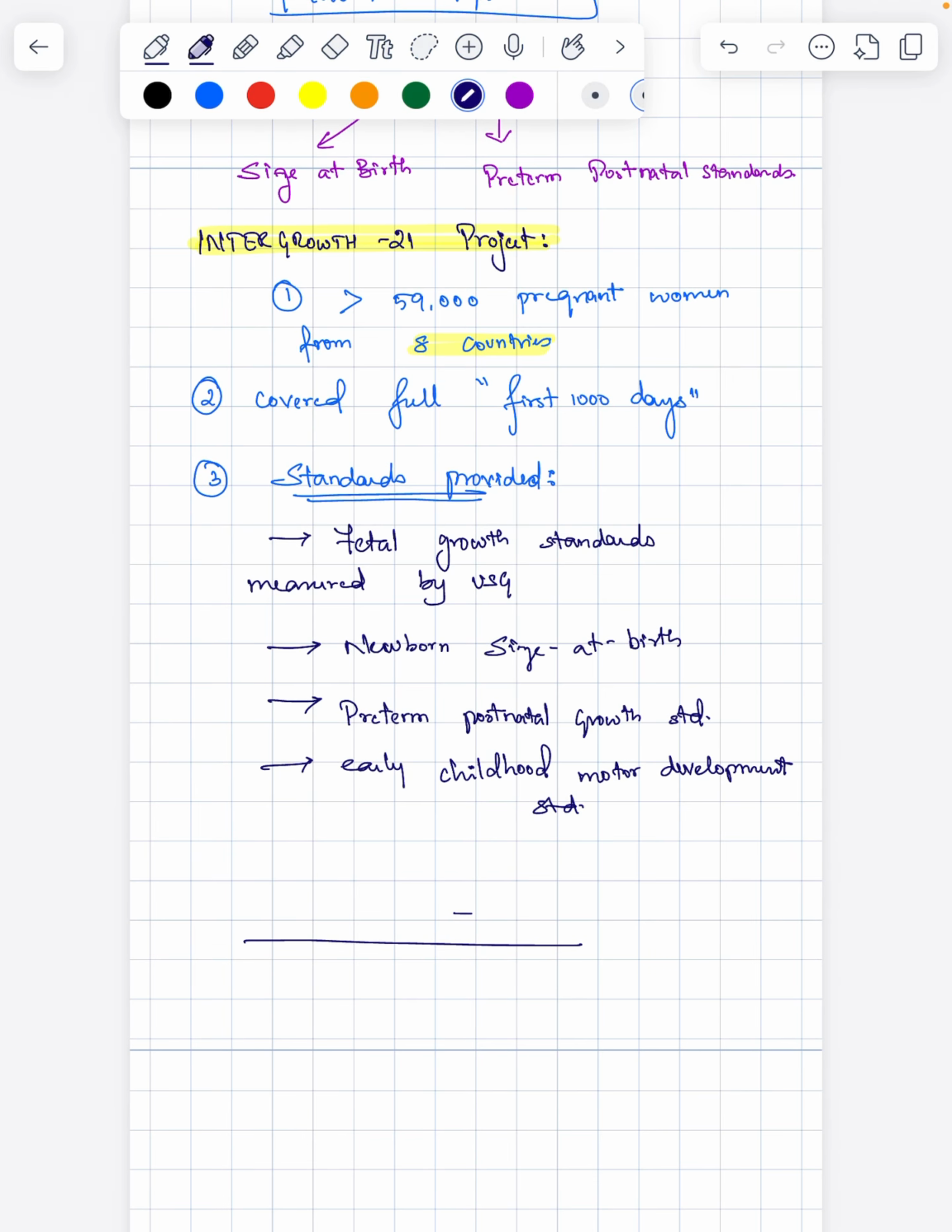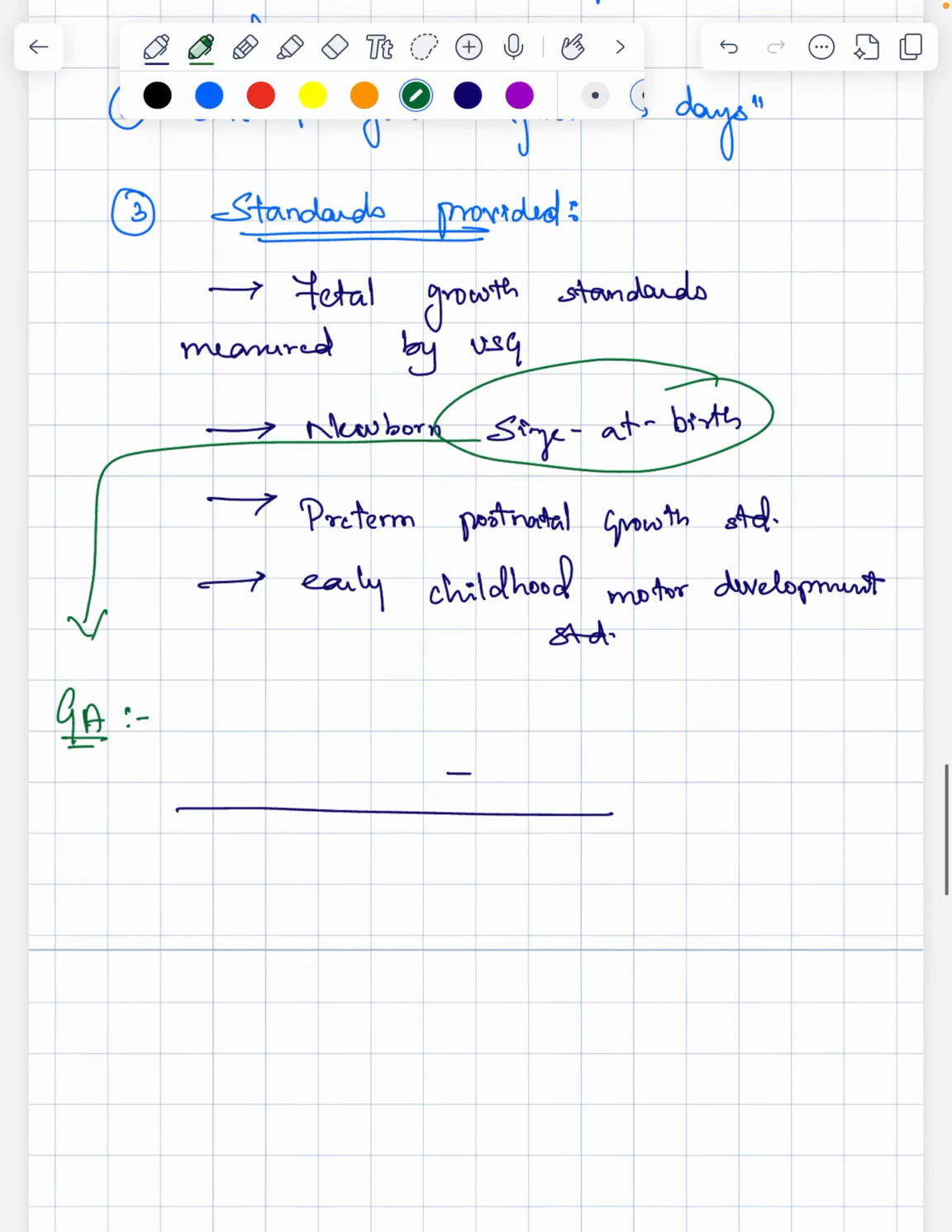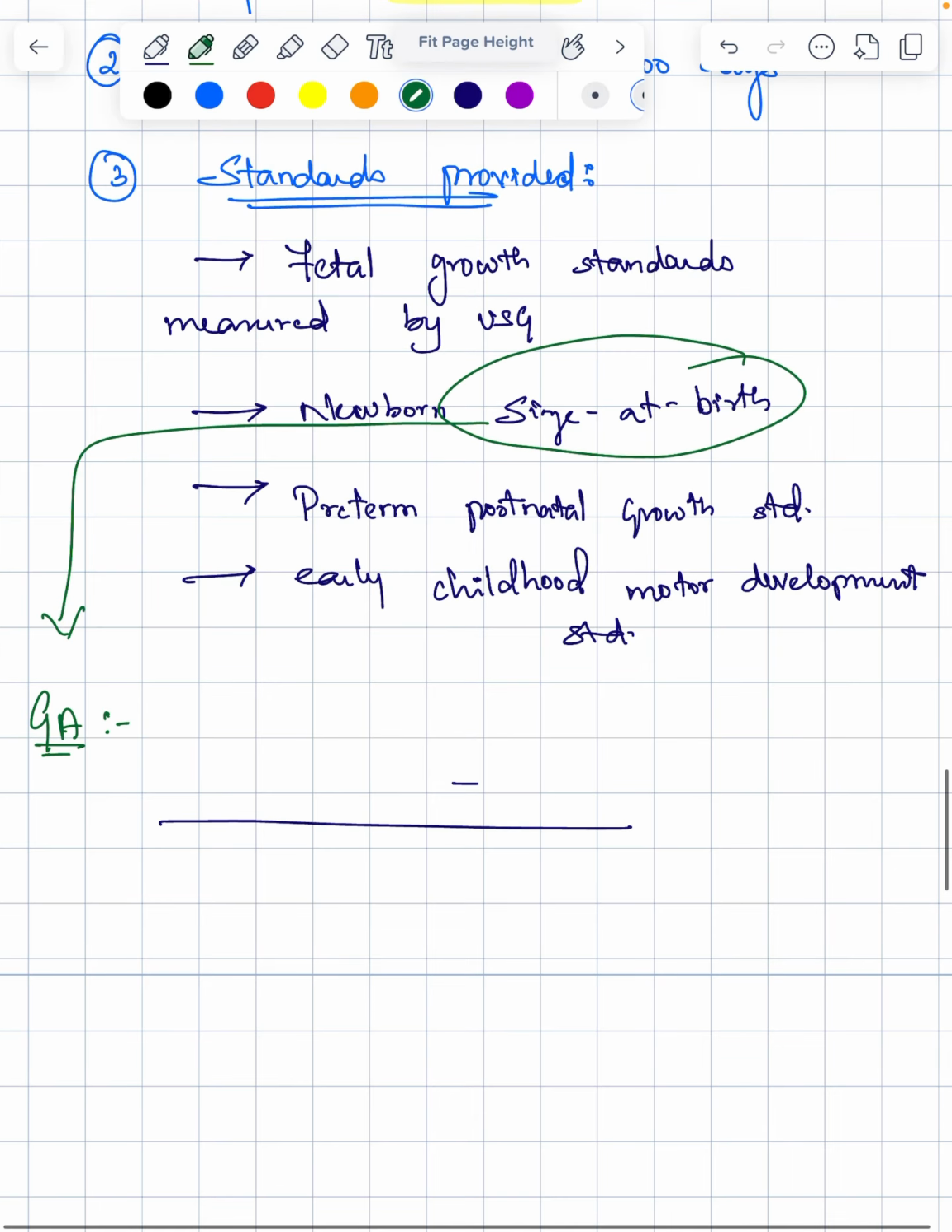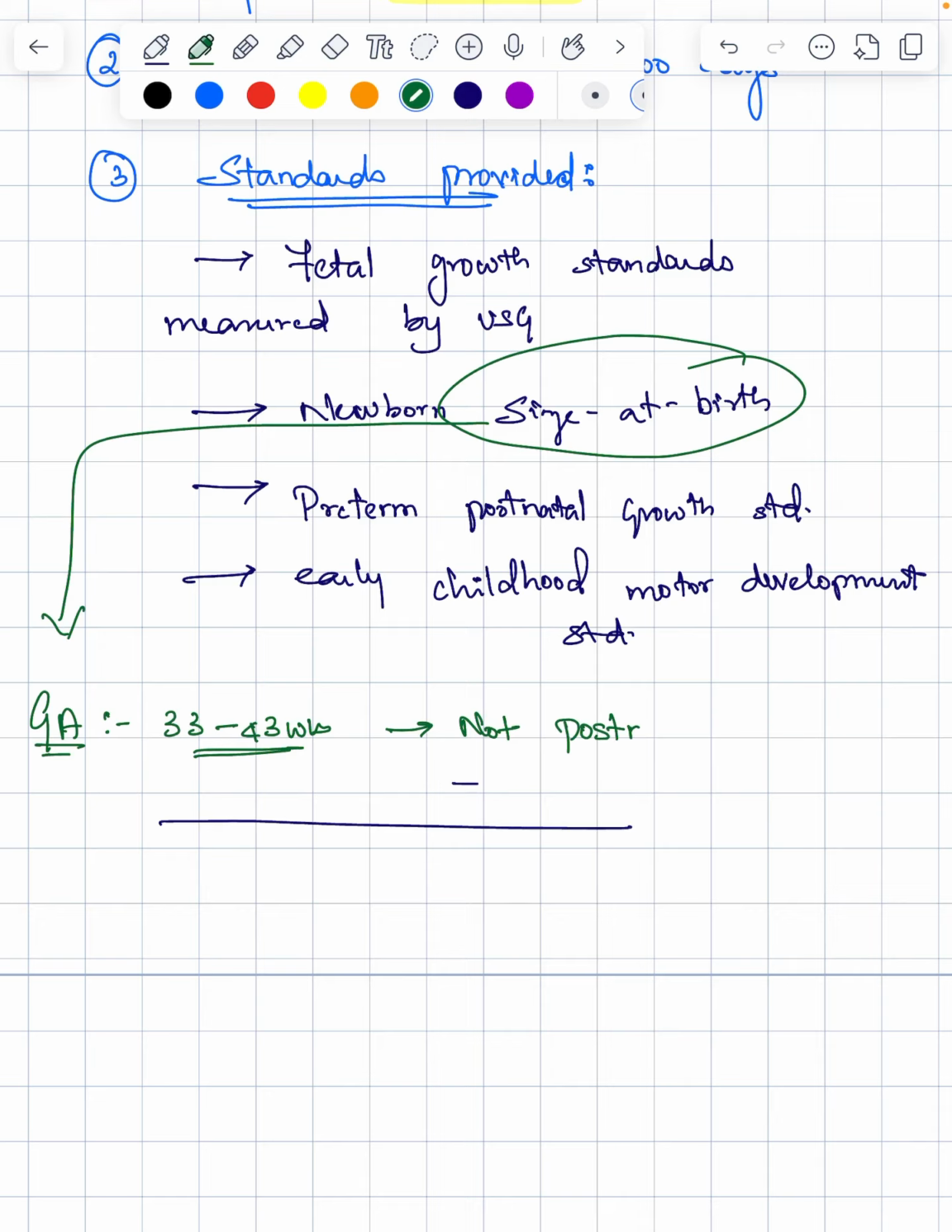Okay, so regarding this Intergrowth 21 size at birth chart, I'll take the main important points. This size at birth chart provides the gestational age range between 33 to 43 weeks. It is a prescriptive standard for size at birth, and this is not for monitoring postnatal growth. It is only a size at birth chart, not for postnatal monitoring, right?